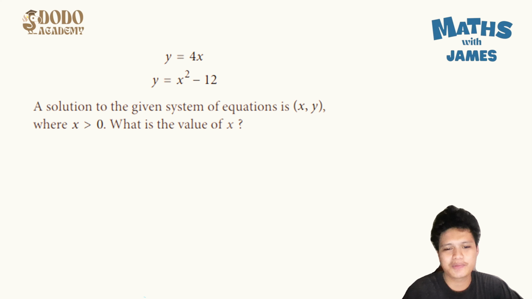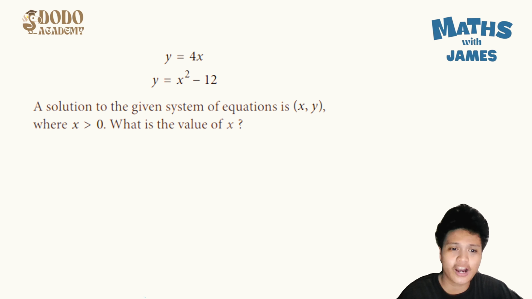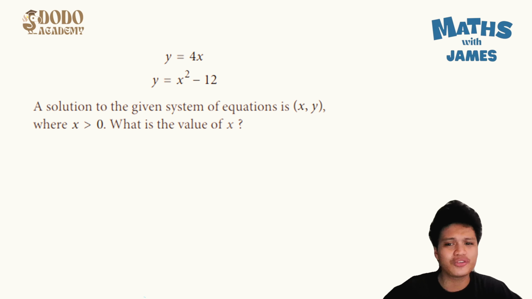We're given a system of equations: y equals 4x and y equals x squared minus 12. We are tasked to solve for the solution where x is positive. So what is the value of x? Here's how to solve this one.